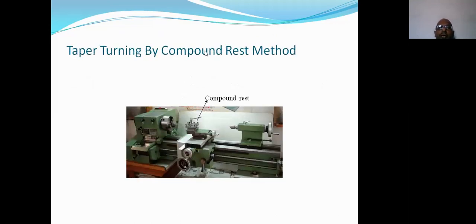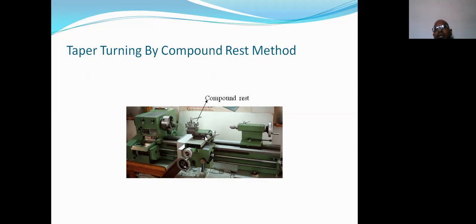So this is the method. In this particular one, the position of the cross slide and the position of the carriage both are fixed to a particular position or a particular location. After fixing the carriage and cross slide, now that particular compound rest is moved along its guideways.